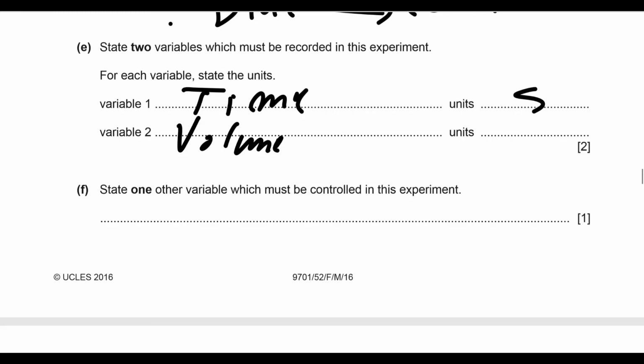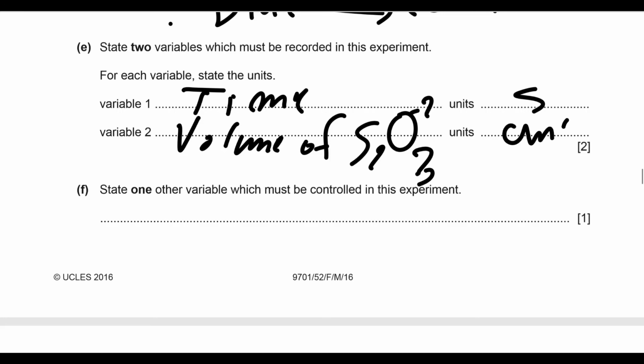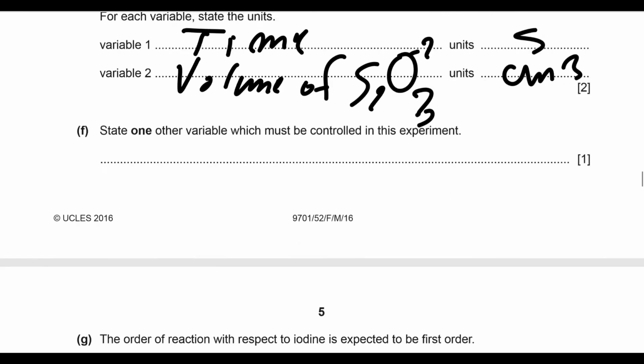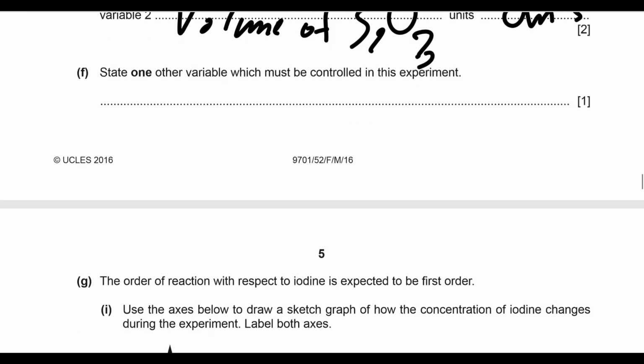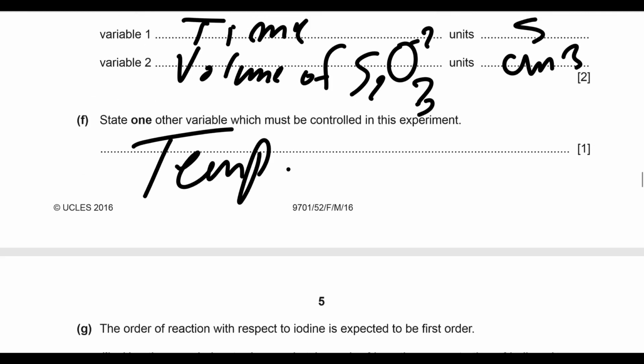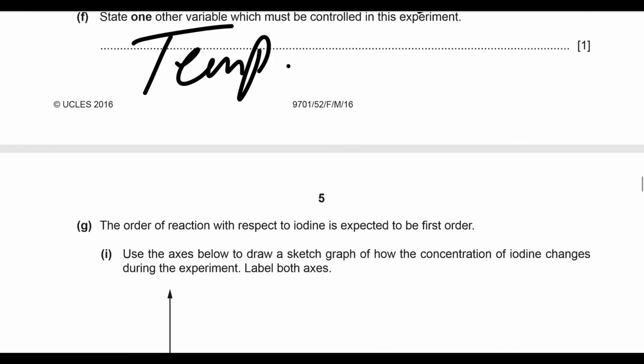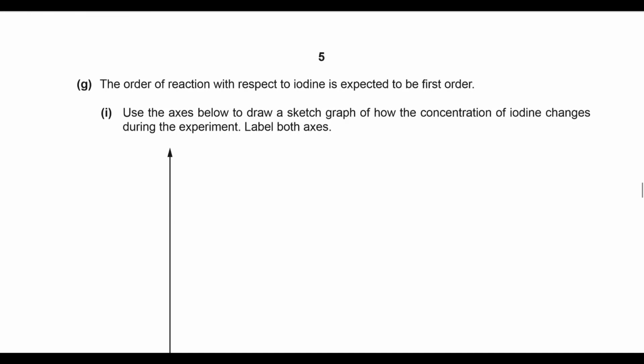So you need to repeat this experiment many times. So here volume of S2O3 thiosulfate ion, and the unit of volume is cubic centimeter. State one other variable which must be controlled in this experiment. Here, temperature will affect the experiment. The temperature will affect the rate of reaction actually.